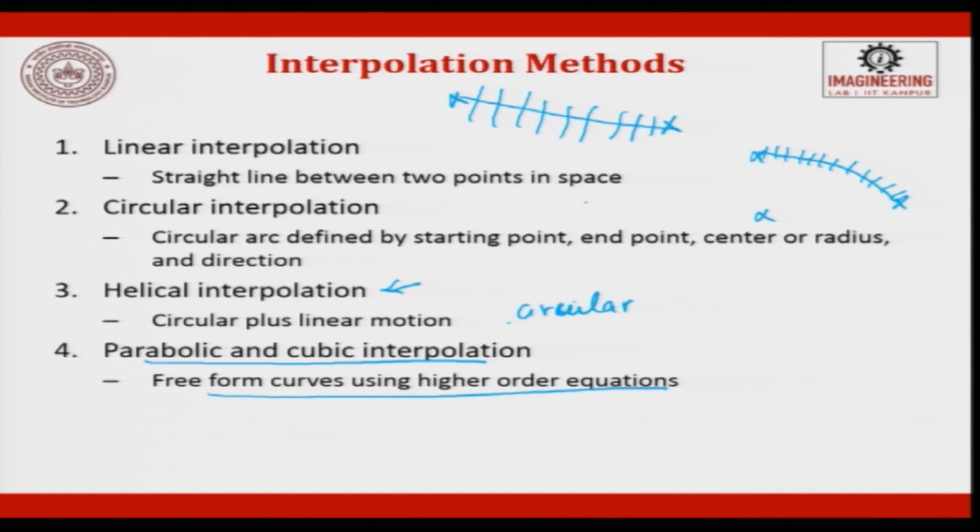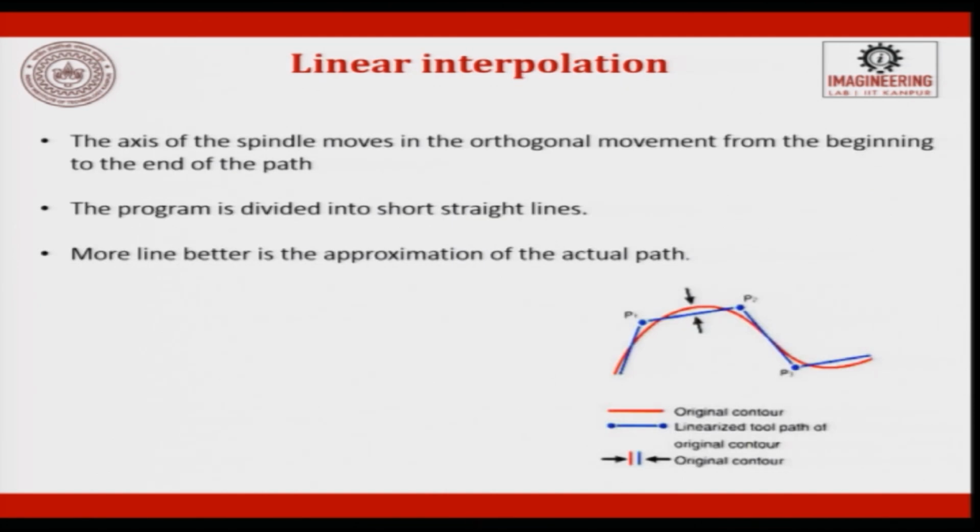So, generally we exhaustively use helical, circular and linear. These are the 3 things which we exhaustively use. What happens in linear? The axis of a spindle moves in an orthogonal movement from the beginning to the end of the path. It moves only orthogonally. So, if you want a curve like this, you will try to move in points like this.